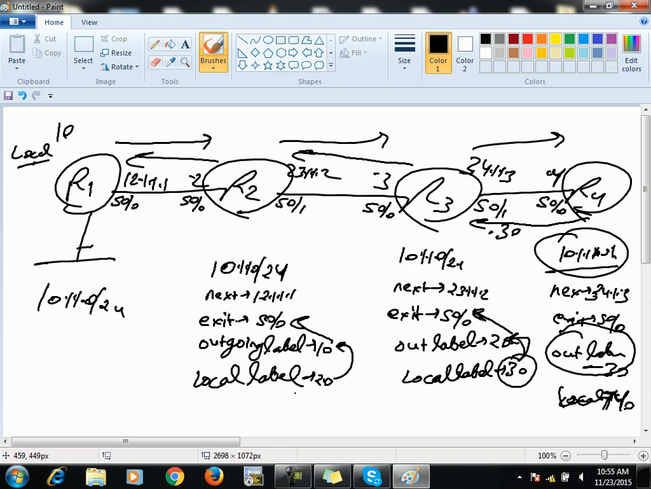Now they are simply required to implement BGP only on their edge devices, right? So this is the most advantageous thing about MPLS, that it has defined your core as a BGP free core, right?